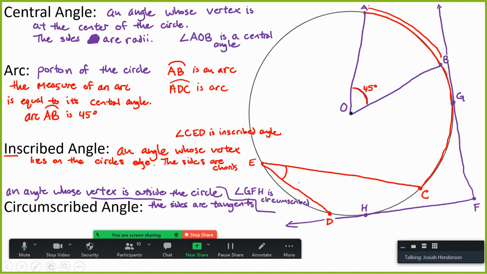So we've got central angles, and that tells us central, middle. Those have vertices at the center, like AOB. We've got inscribed angles, so their vertices are right on the circle's edge, and it's an angle inside of the circle. And then we can have circumscribed, and that means it's outside the circle, like GFH.